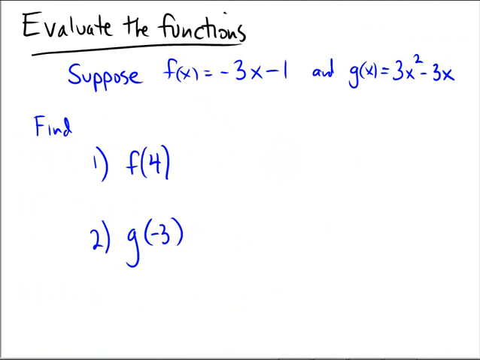In this problem, let's evaluate the functions. We have f of x equals negative 3x minus 1 and g of x equals 3x squared minus 3x. For the first problem, let's find f of 4.